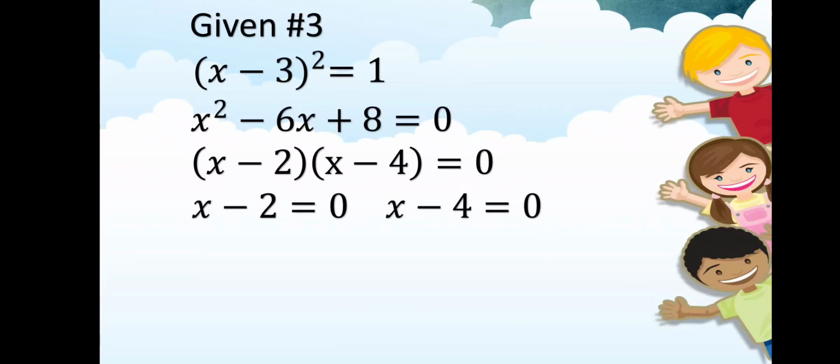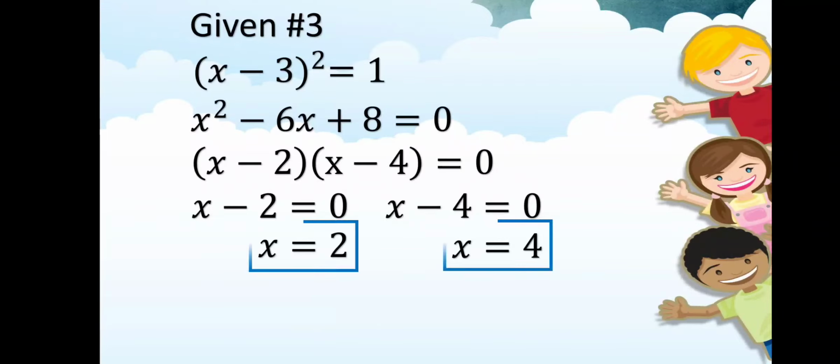Then equate the two equations to 0. Simplifying that, x minus 2 is equal to 0, that will be x is equal to 2. And then on the other side, we have x minus 4 is equal to 0, that will be x is equal to 4. So the roots are 2 and 4.